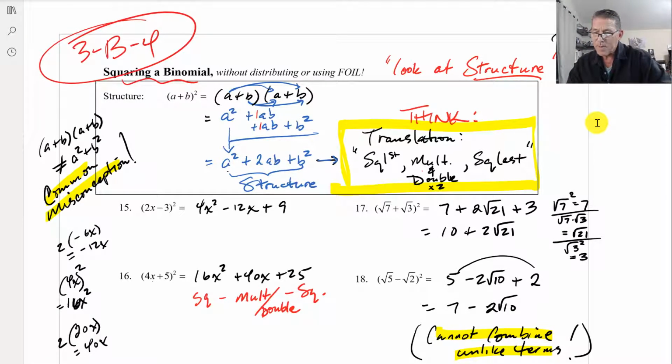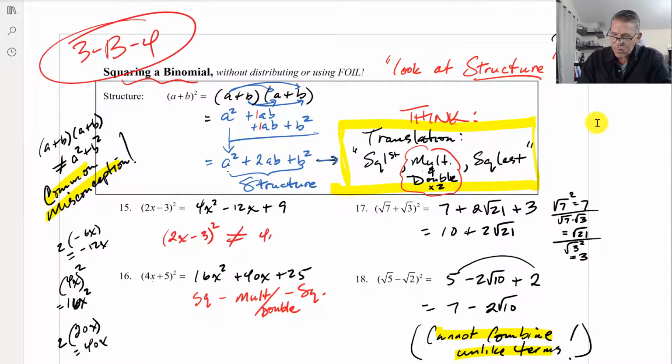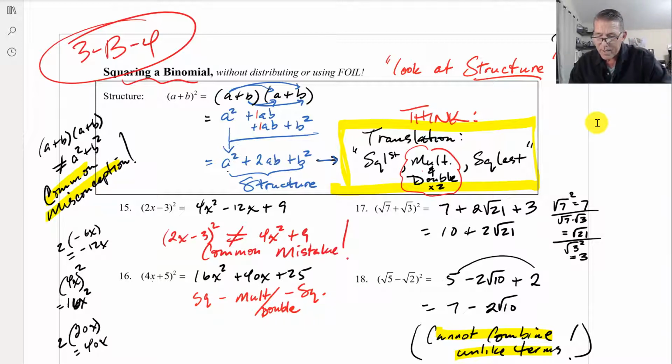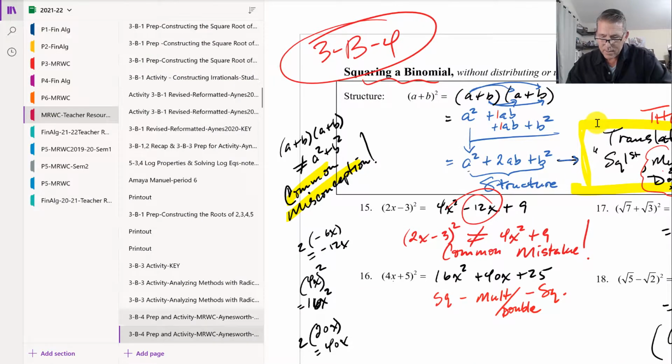And the most common mistake people make here is that they don't multiply double, and I'm talking about the middle term. Okay, so let me just say something right here. 2x minus 3 squared does not equal 4x squared plus 9. This is a common mistake. I see it all day long, even with my calculus students. So don't just square both of them, because obviously you missed the middle term. It's negative 12x. You got to square, multiply double, square.